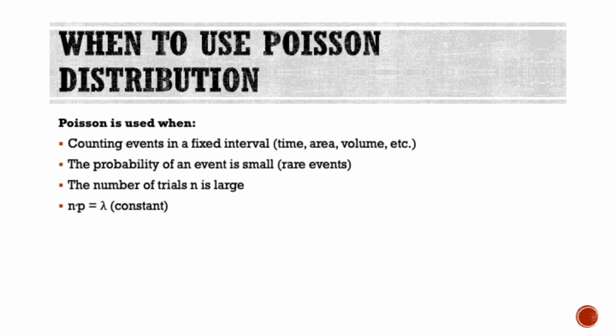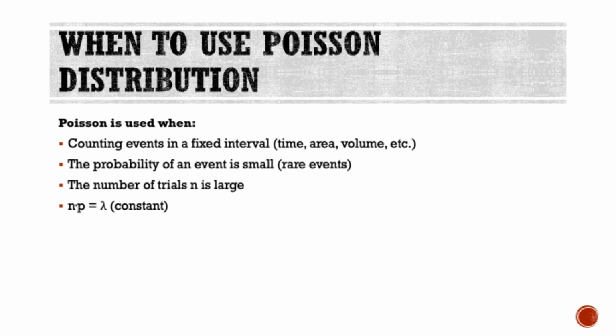Third, the number of trials n should be large. This is related to the previous point. When you have a large number of opportunities for an event to occur, but each individual opportunity has a tiny probability of success, the Poisson distribution is the right tool. For example, there are many seconds in an hour, many square centimeters in a square meter, many atoms in a sample. The Poisson distribution handles this situation beautifully.